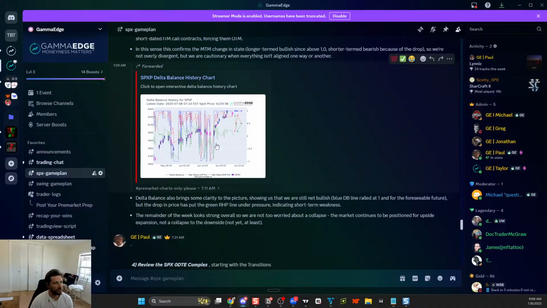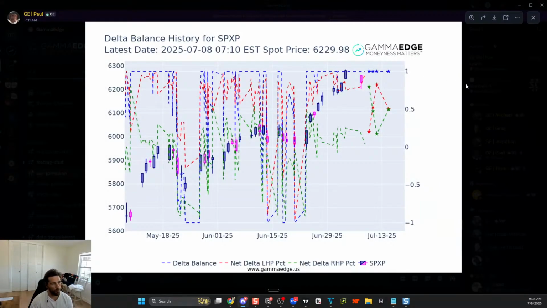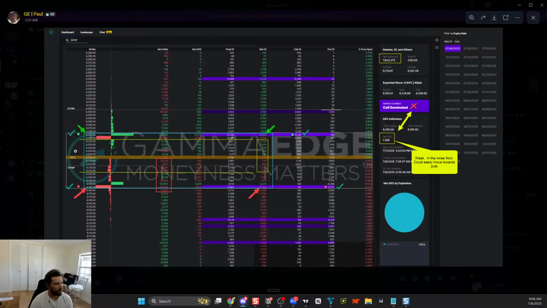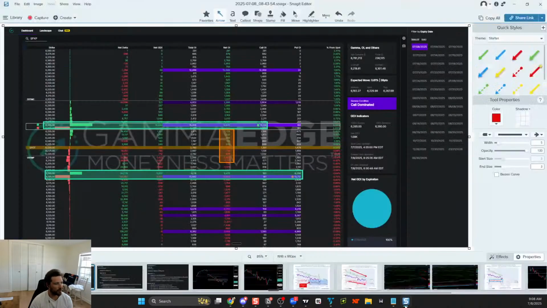Same thing, looking at delta balance, pinned at 1, good to see. All right, now we're getting into the SPXP 0DT structure. Here, just highlighting where that iron condor structure is at. That's 6260, 6265 is the top, 6185, 6190 is the bottom. Then we have our transition zone in the middle from 6210 up to 6255.